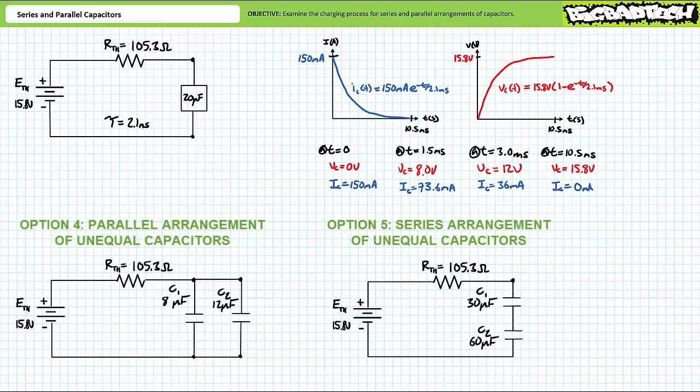Option 4 and Option 5, not so easy. Option 4 is a parallel arrangement of unequal capacitors, and Option 5 is a series arrangement of unequal capacitors. Let's use a different, more simplified setup to explore these two options one at a time. Starting with Option 4, a parallel arrangement of unequal capacitors. This is where you kind of need to pay attention because it's about to get weird.